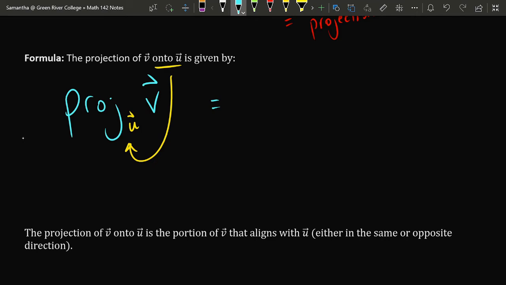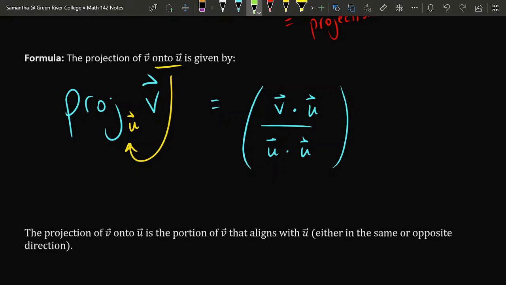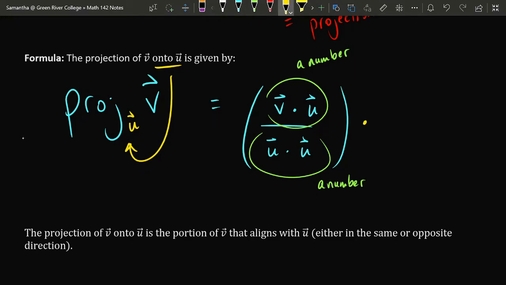Now, how do I calculate this quantity? I calculate this quantity by first of all calculating a scalar, calculating a number. And that number is equal to v dotted with u divided by u dotted with itself. Because the dot product in the numerator is going to output a number, and the dot product in the denominator is going to be a number. This entire fraction, number divided by number, this whole thing is just a scalar. Now I'm going to use that scalar to scale the vector u.